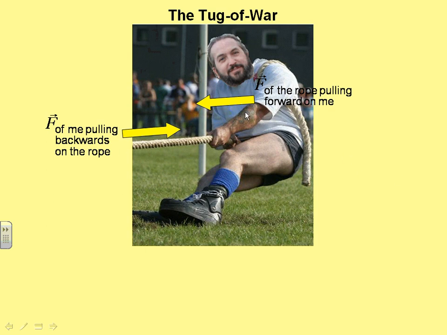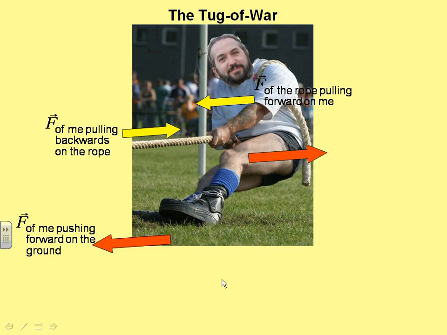Well, if this was the only interaction, if I was on roller skates here, I would actually move forward by pulling on the rope. But I'm not doing that. I'm also pushing forward on the ground, kind of at an angle, but mostly forward at the ground. And so by Newton's third law, the ground must push backwards on me. So if we focus on me here, if I want to win the tug-of-war and move backwards, the force that the ground pushes backwards on me has to be bigger than the force that the rope pulls forward on me.